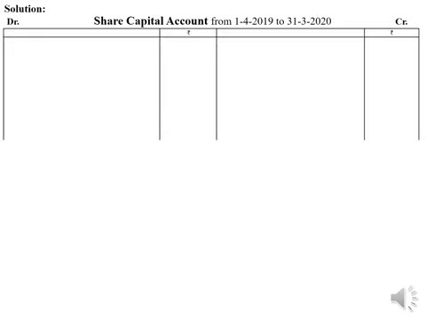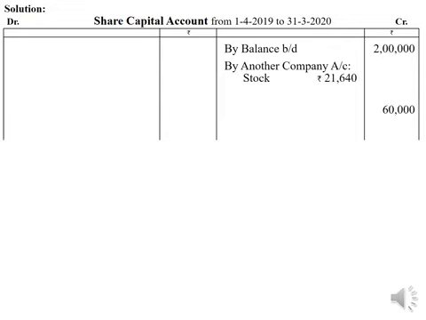Solution. First, prepare share capital account to show what happens to share capital account as per additional information given in point B. Okay, by balance brought down as share capital is a liability. Opening balance will be on credit side. Rupees 2 lakhs is the opening balance. By another company account, 60,000 were issued. 60,000 worth of shares were issued to another company to purchase stock rupees 21,640, machinery 18,360. So it amounts to only 40,000. Remaining balance 20,000 has to be treated as goodwill.